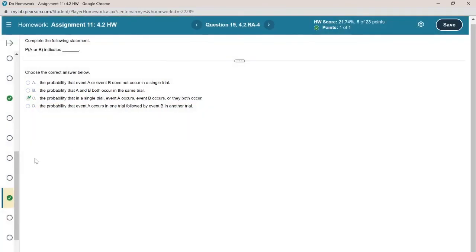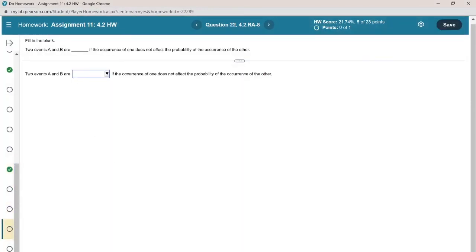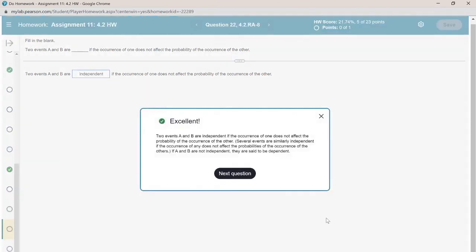Okay, let's see one more. Fill in the blanks: 2 events A and B are blank if the occurrence of one does not affect the probability of the occurrence of the other. They are mutually exclusive, disjoint, independent. 2 events A and B are independent if the occurrence of one does not affect the probability of the occurrence of the other. Excellent.